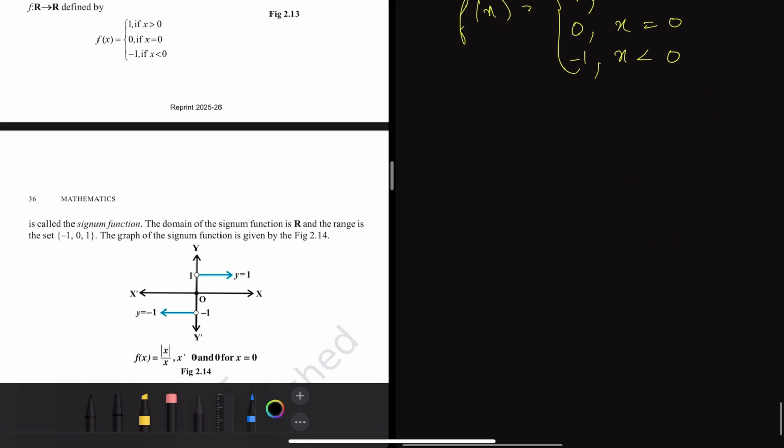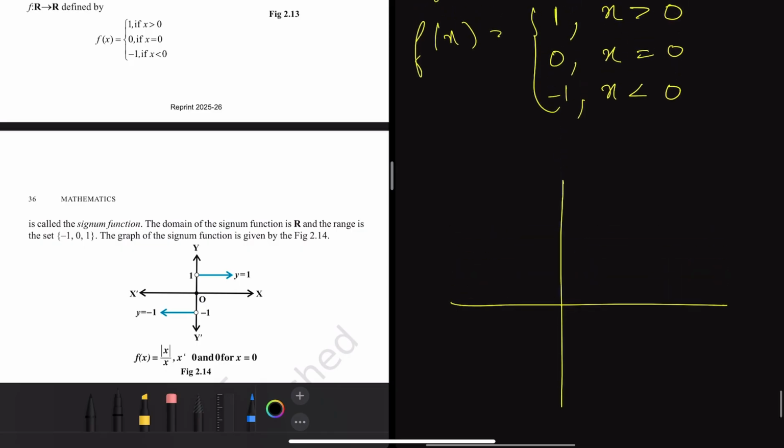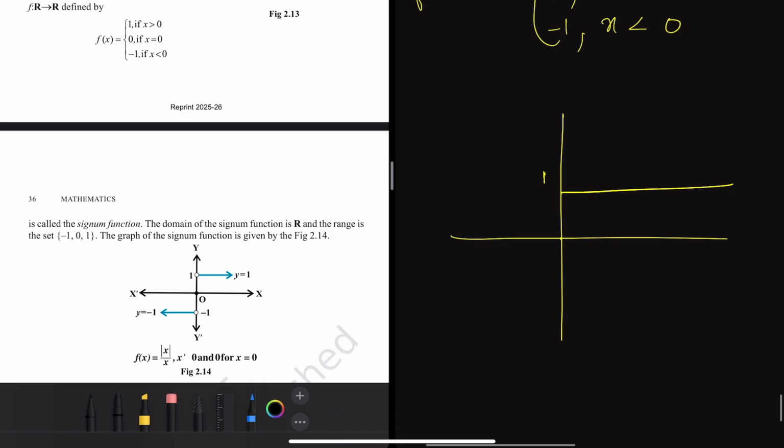So how do we plot this? So it's easy to plot actually. So अगर x का value is greater than 0, then y will always be 1, positive 1. If x का value is 0, then y will be 0. This is 1 point only. And if x का value is negative, that is less than 0, then y will be -1. So this is how it is.